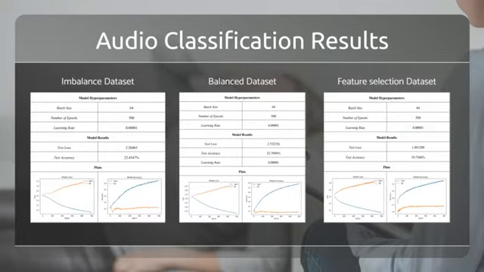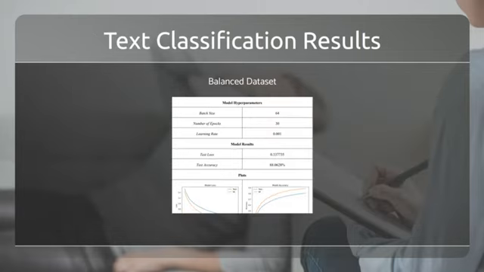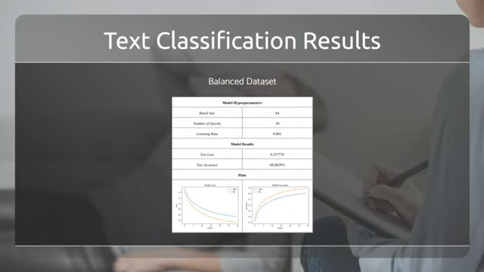Now we will take a look at the results. As you can see from the results here, the audio classifier overfitted, obtaining a test accuracy of only around 20%. Similar results were obtained for the visual classifier. On the other hand, the text classifier performed well, obtaining a test accuracy of 88%.